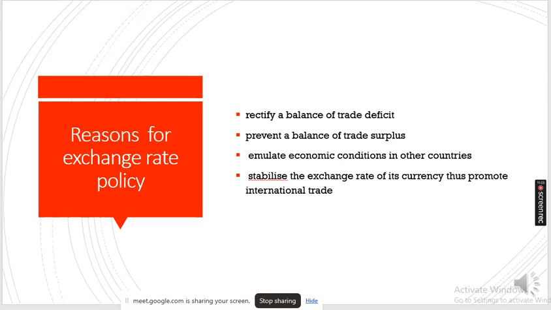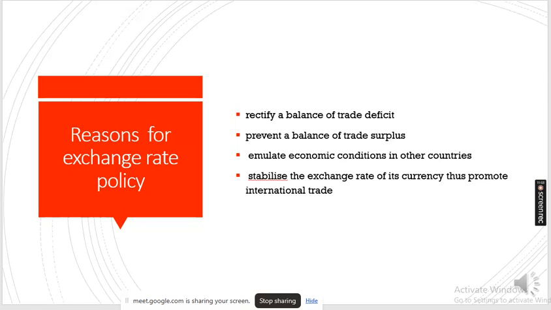And also to prevent a trade surplus. Trade surplus is when exports exceed imports. You have exported worth $10,000 and imported $2,000. There's a balance of $8,000. That's a surplus. It's good to have more exports, but they should not exceed imports. And also to emulate economic conditions in other countries, to make sure that our economic conditions are favorable to other countries as well.